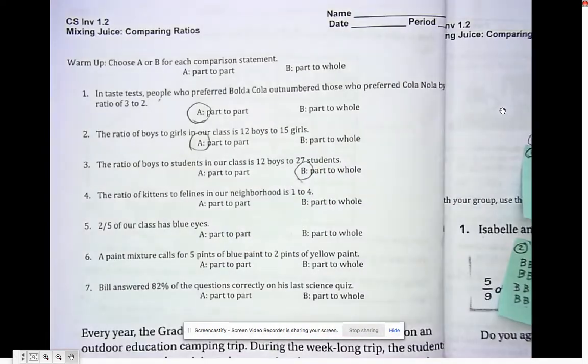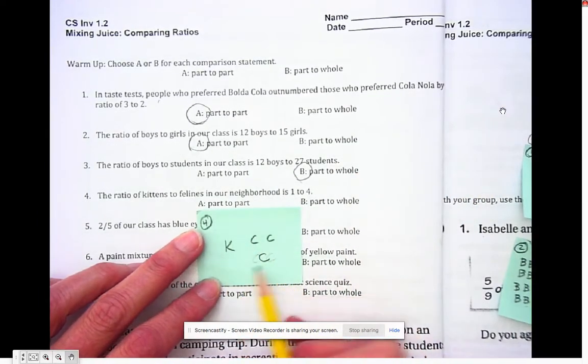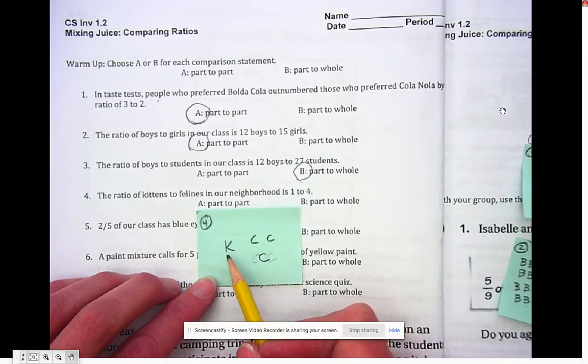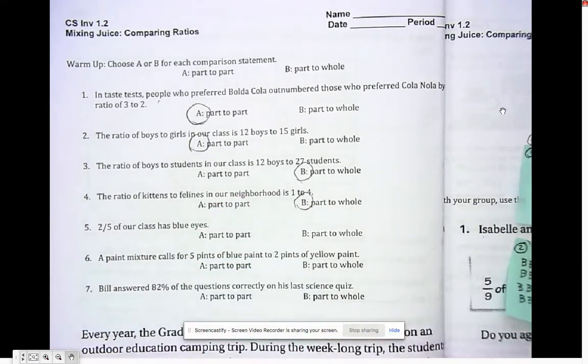Okay, the ratio of kittens to felines in our neighborhood is 1 to 4. Well, do you know what a feline is? A feline is just any kind of cat, including kittens. So if I look at that, here would be my cat to total felines. Kitten is considered a feline. So to have a ratio of 1 to 4, I'd have to have 1 kitten and then 3 cats. So that would be a part to the whole group. Felines are considered the total.